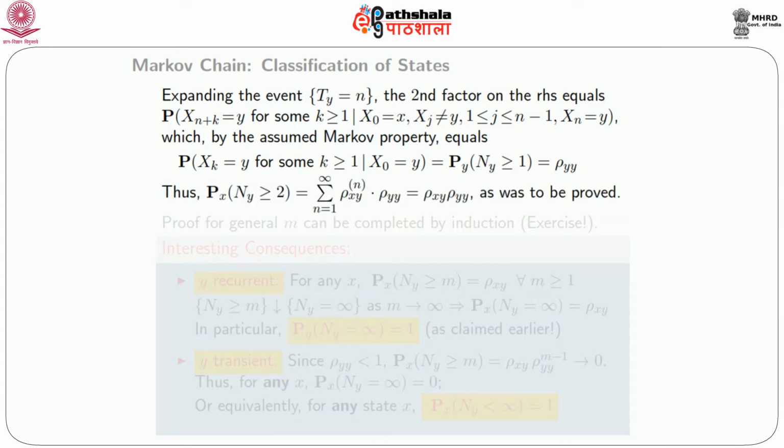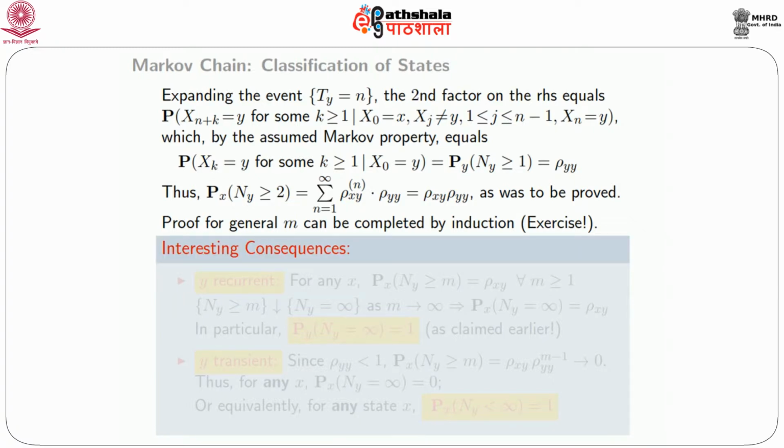So we have therefore proved that P_x probability that N_y is greater than or equal to 2 is the sum over n equal to 1 to infinity of the product of these two things, and then rho_yy comes outside, and the sum of rho_xy^n over n equal to 1 to infinity is simply rho_xy. And this was to be proved, at least for m equal to 2. Proof for general m can now be completed by induction, and you should actually seriously do this as an exercise to make sure that you understood the main idea.